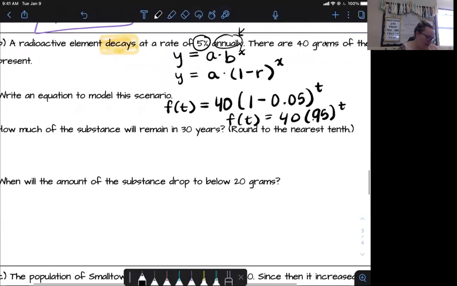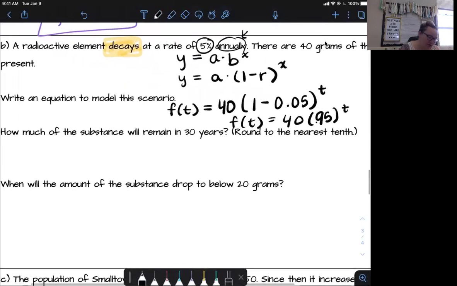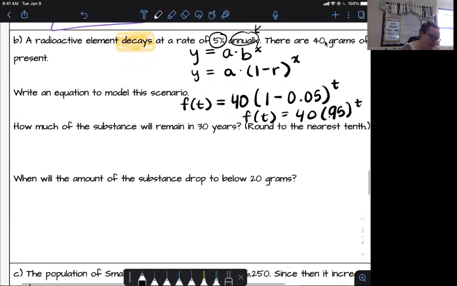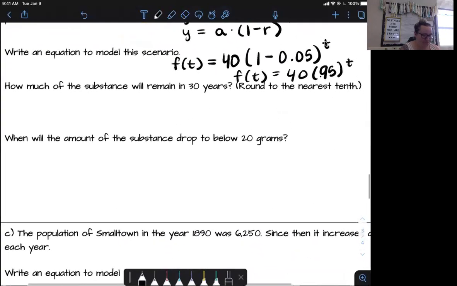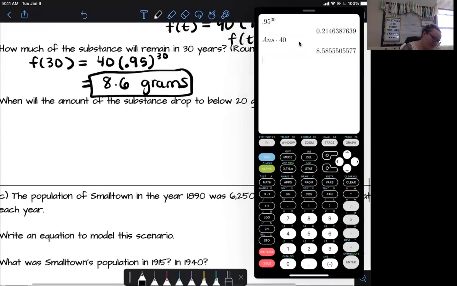Okay. So how much of the substance will remain in 30 years? So you're going to take 30 and plug that into our function for t and see what you get. Go ahead and give that a shot. So when I plugged 30 in for t, I got 8.6 grams. Notice it said to round to the nearest 10th, so you should have rounded that 5 up to a 6. And then I added the word grams because we always want to include our units in these problems.